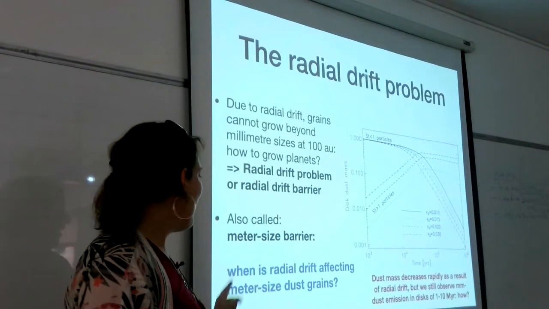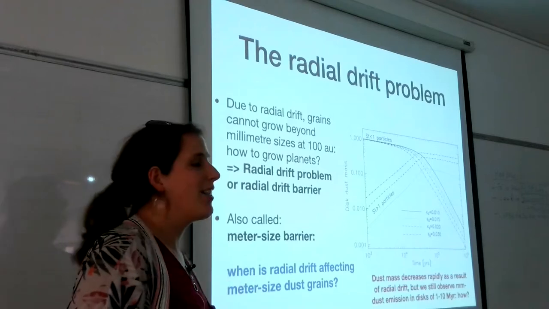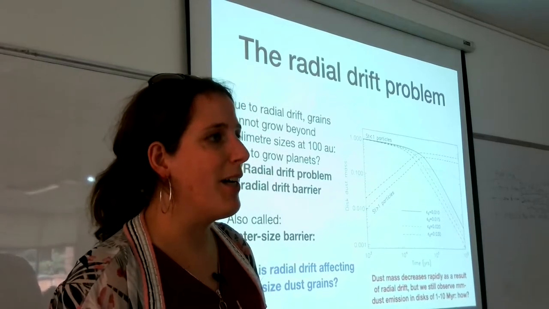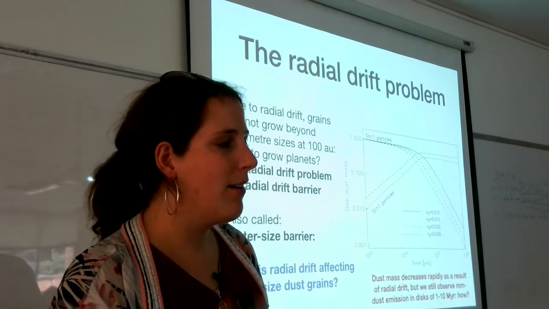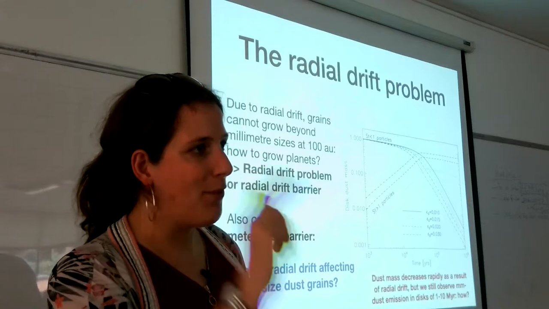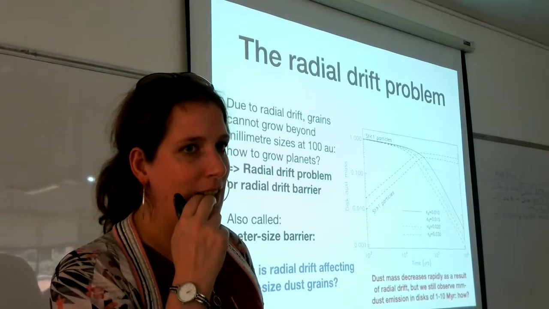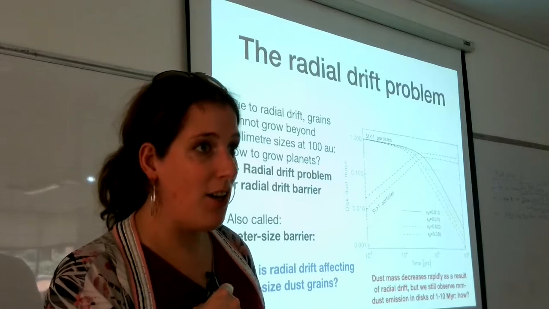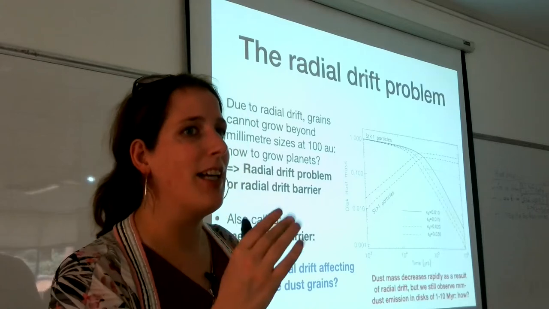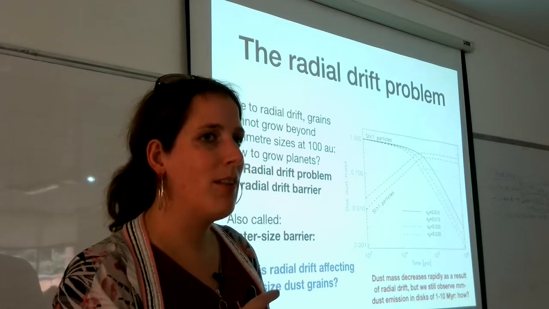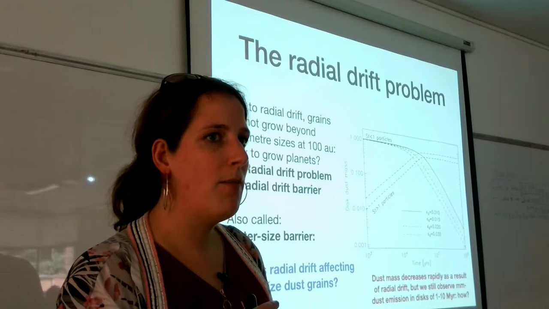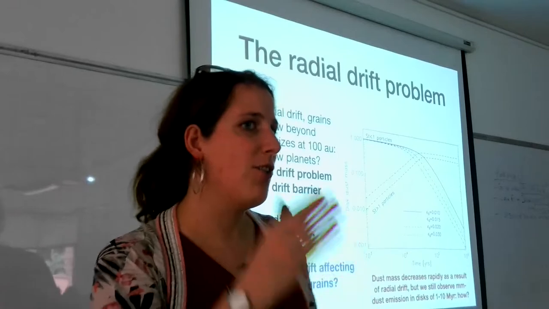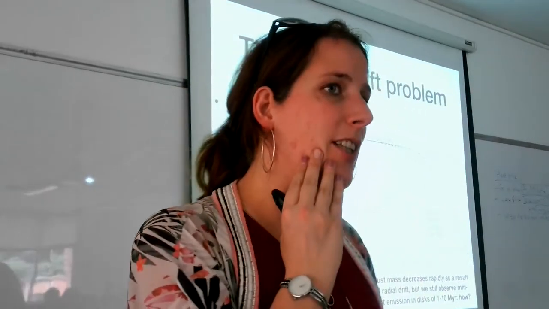So my question for you is, when is radial drift affecting meter size dust grains? What do you think? Why would we call it a meter size barrier? You have to think here of the definition of that Stokes number. Millimeter-sized particles at 100 AU drift inwards really quickly. This depends on their Stokes number, so on the combination of their size and the local gas surface density.